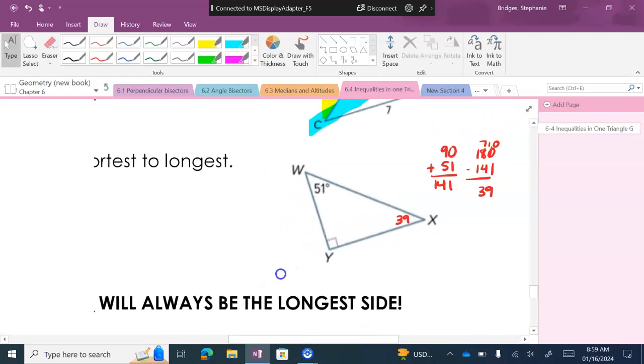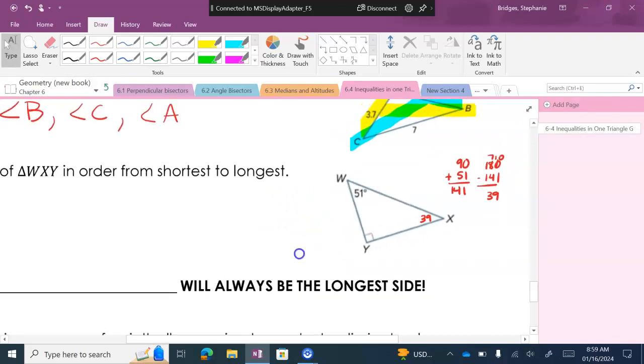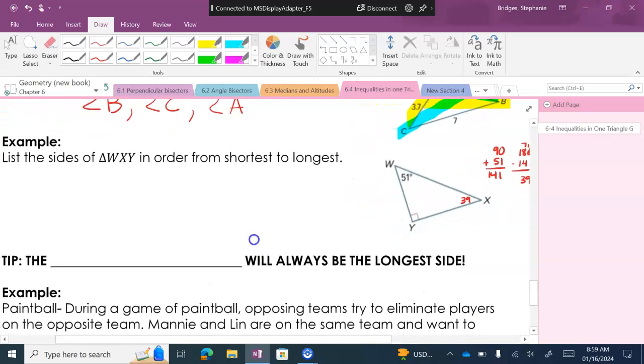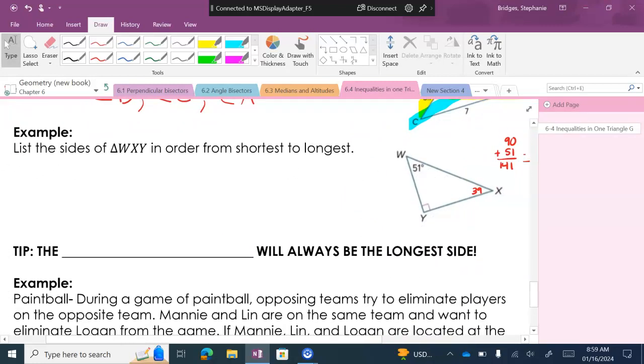Okay. All right. So now we're going to just work a little bit backwards. We want to go from shortest to longest. What is my smallest angle? 39. So if I'm looking at that angle, what is the side? How do I name the side directly across from that? WY. So segment WY is the shortest.